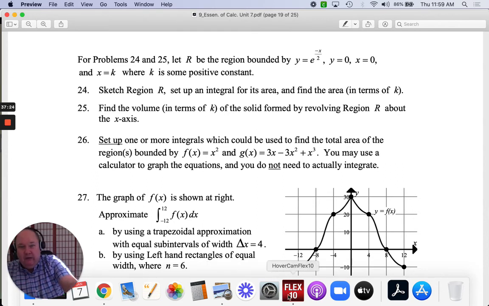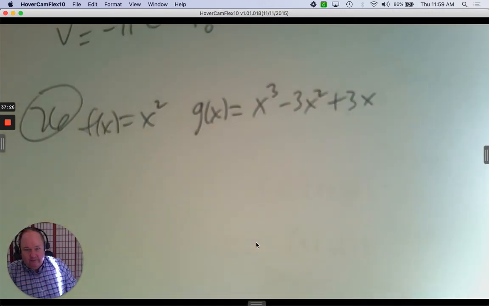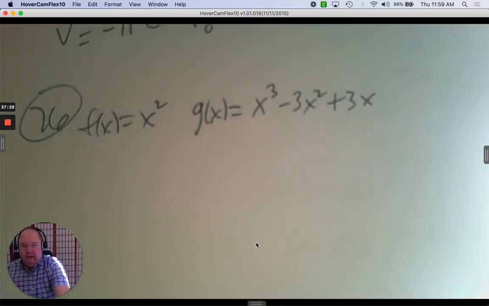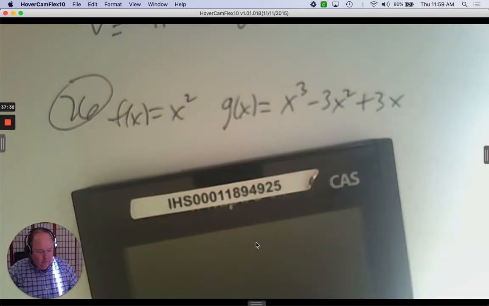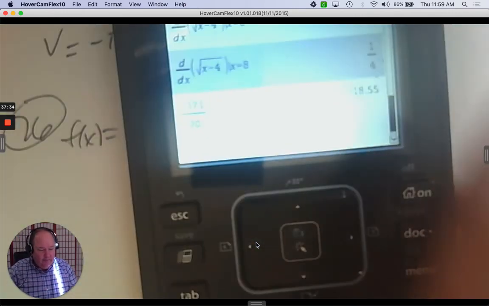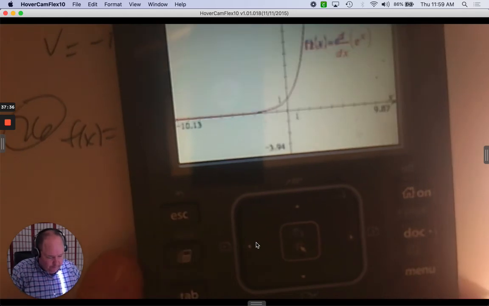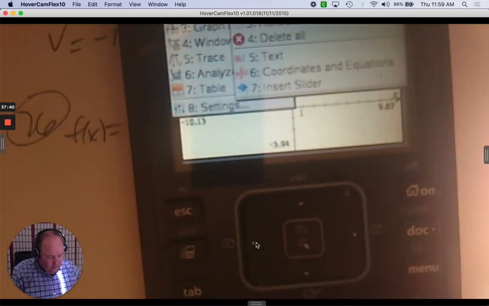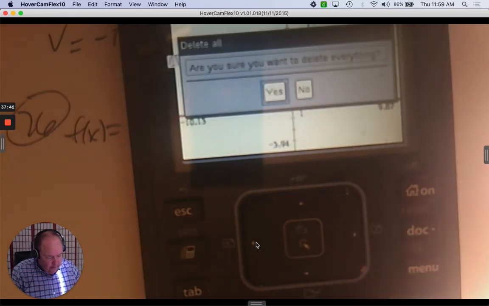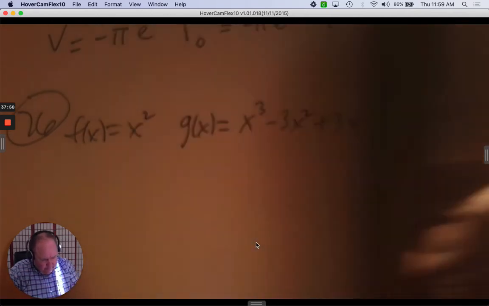Because I can use a calculator, let's do this. If I'm using a calculator, let's graph both of these. So I'm just going to erase what I have to begin with. Let's go. So tab, x squared is simple enough. Graph that. Tab, I can change the window after I type it in. X cubed.